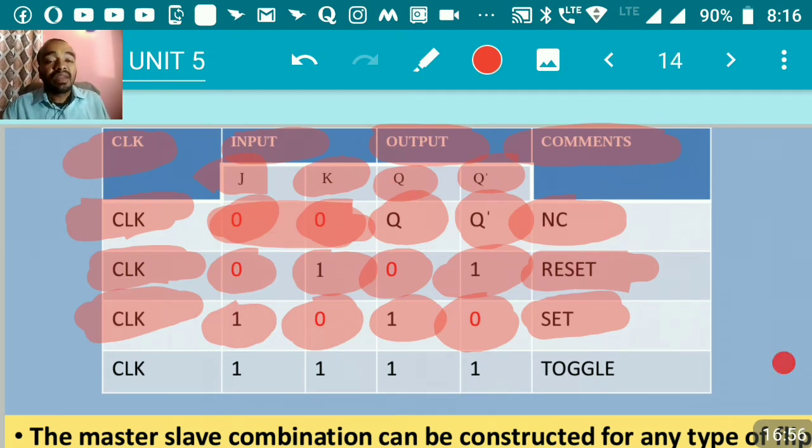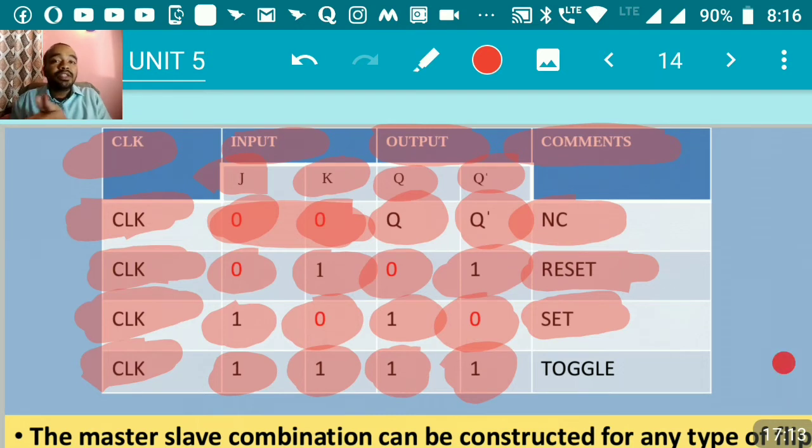Okay, next line, we go to J is equal to 1 and K is equal to 1. After I apply the clock pulse, the master is going to get into a toggle state. Q is equal to 1 or Q bar is equal to 1. Here I cannot say that Q is equal to 1 and Q bar is equal to 1. I am saying Q is equal to 1 or Q bar is equal to 1. Any one of the outputs goes to 1 and the other output goes to 0.